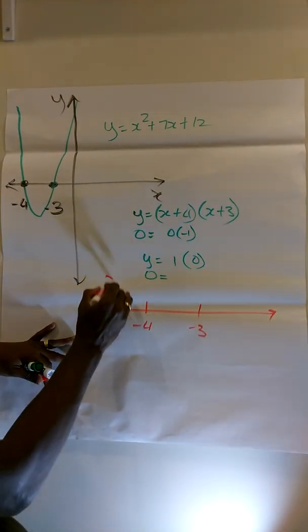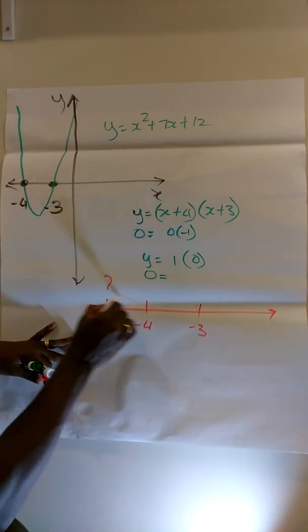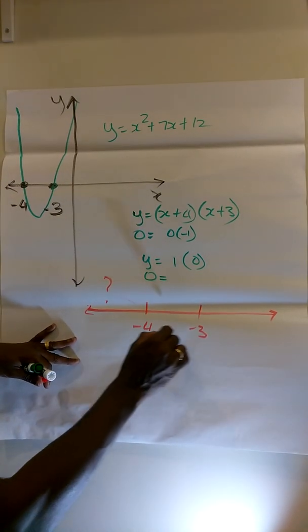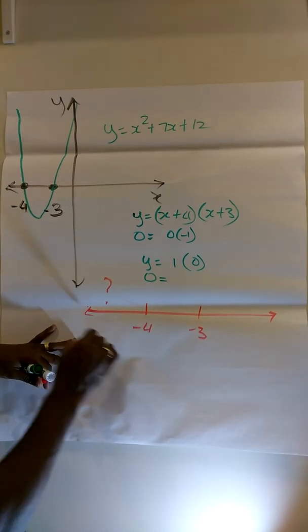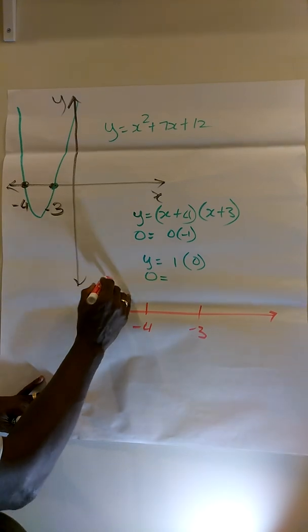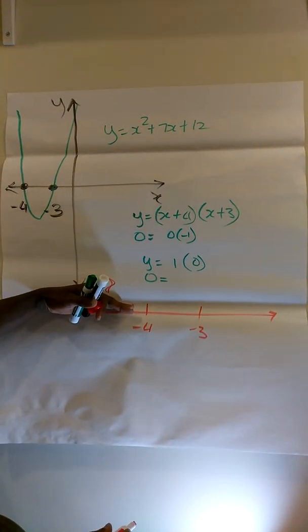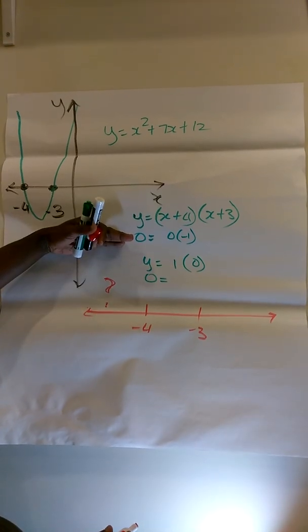You can now check a point in each section. So the two x-intercepts divide the graph into 3 sections. I have a section here, I have another section there, and a third section. Plug in a point in a section and see if your answer is positive, which means at that point the graph is above the x-axis, it's positive.